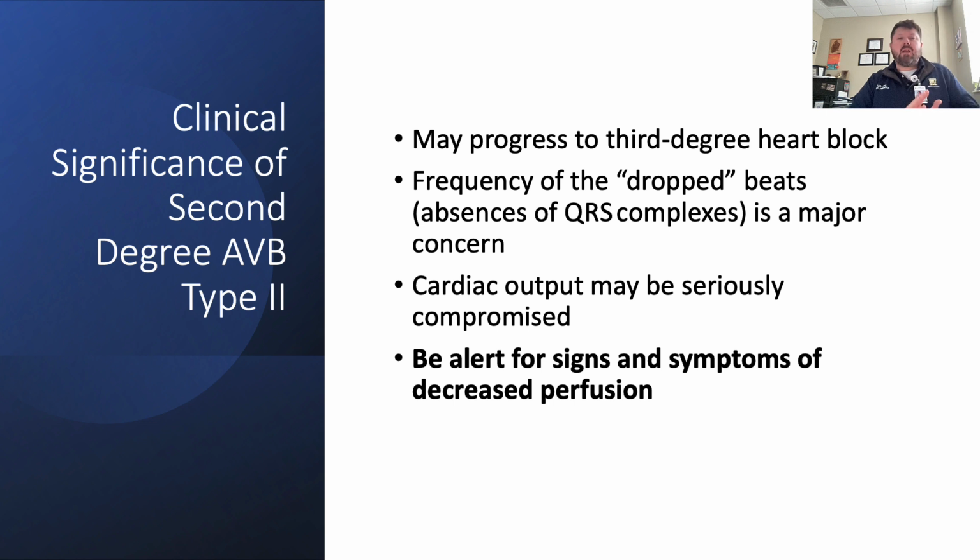So the most significant thing about a second degree Mobitz 2 is that it may progress to a third degree heart block. Our goal is to keep any of these higher degree heart blocks from progressing to a higher degree heart block. The frequency of the dropped beats is a major concern. As we saw, you could have a ventricular rate that varies based on the amount of times that the AV junction allows the conduction to go through to the ventricles. Cardiac output may be seriously compromised, especially when you have higher amounts of dropped beats. Be alert for signs and symptoms of decreased perfusion.